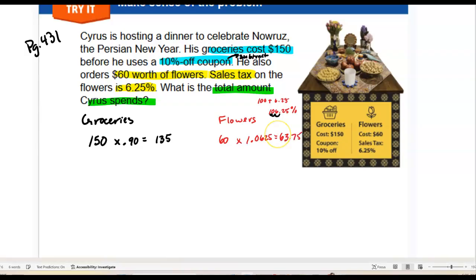$63.75. So now all we're going to do is, how much did he pay in total? Add these together. 135 plus 63.75. You can add in your zeros there. That gives you $198.75 total for the dinner.